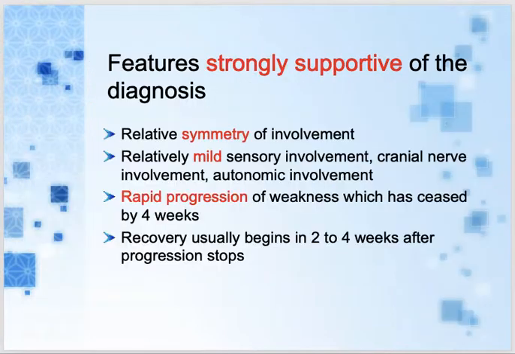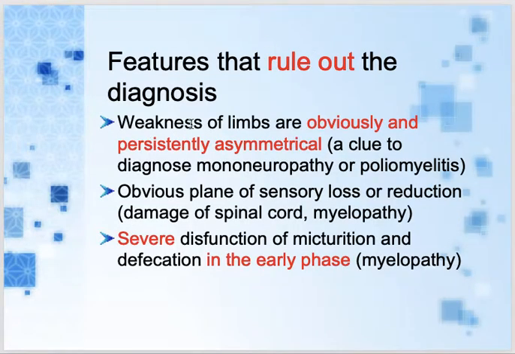This is again the explanation of the same things which we have already discussed. So these are the features strongly supportive for diagnosis: symmetry, mild sensory involvement, rapid progression of weakness which has ceased by 4 weeks, and recovery usually begins 2 to 4 weeks after progression stops. And features that rule out the diagnosis, like weakness of limbs that is obviously and persistently asymmetrical, think about other causes. Or an obvious level of sensory loss, think about other causes. Sphincter dysfunction at onset, like when the bladder is very much involved, think about other conditions. Okay, and then there are many GBS variants as well.